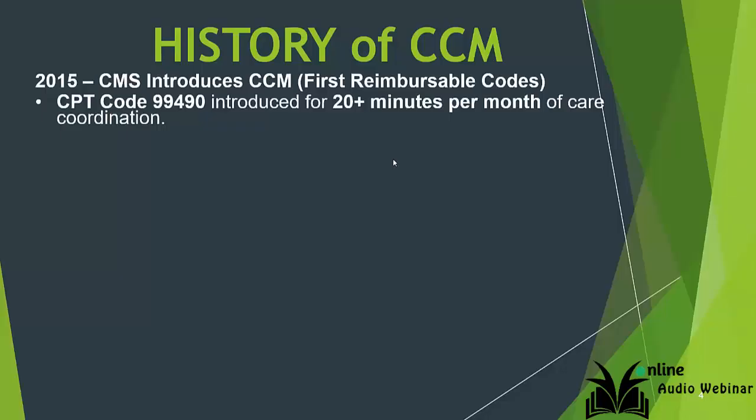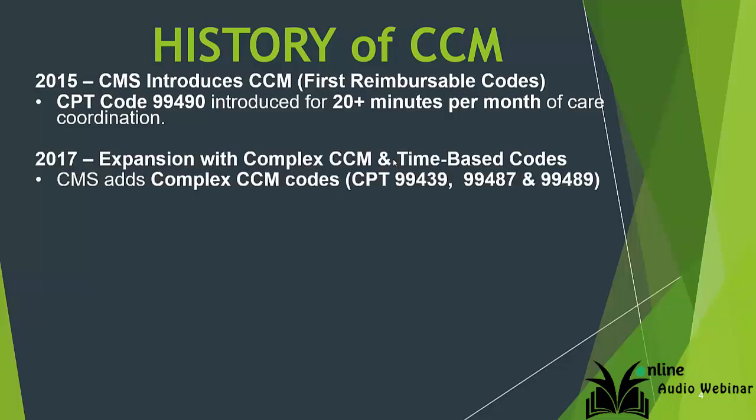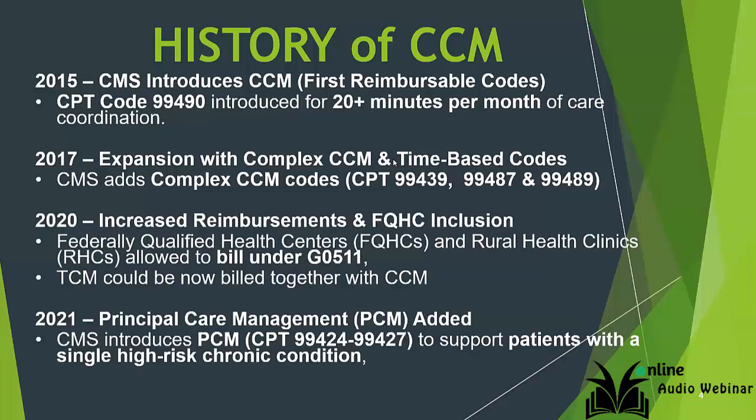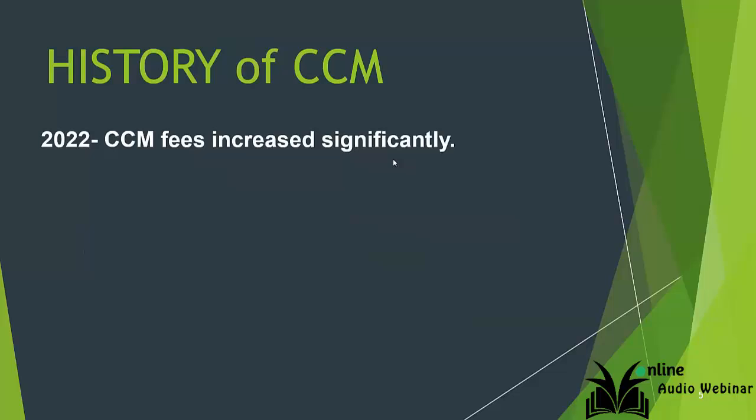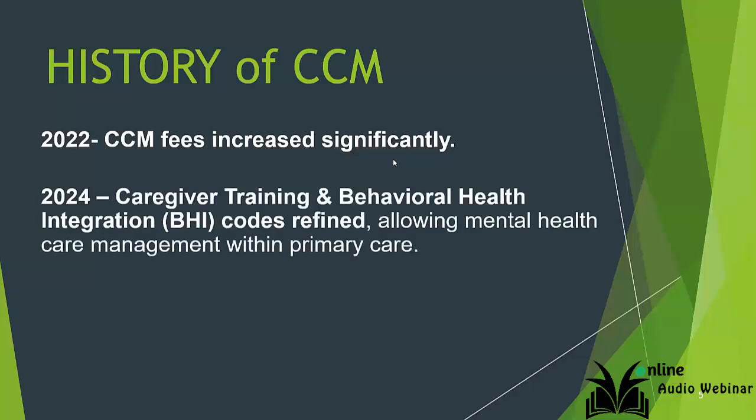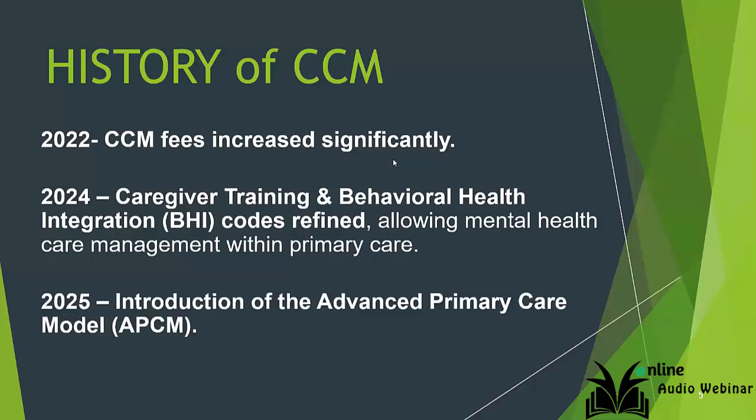Medicare, or the Centers for Medicare and Medicaid Services, CMS, introduced the very first chronic care management CPT code, which was 99490. It still remains the code for 20 minutes of care management of patients per month. But in 2017, they added other codes. CCM is for 2 or more chronic conditions, and principal care management is for 1 chronic condition. The biggest thing that happened in 2022 is that Medicare increased the fee schedule by 50%. In 2024, last year, Medicare introduced other programs. And this year, Medicare came up with something called the Advanced Primary Care Model.